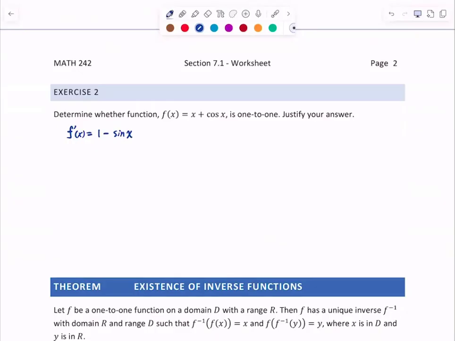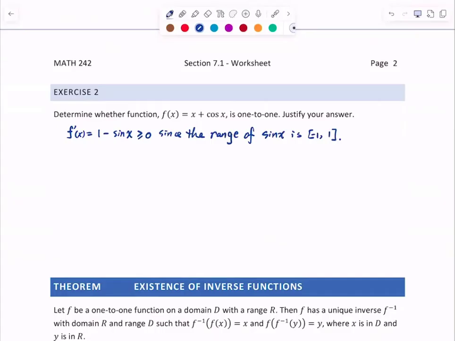What's the biggest value you are subtracting here? So it's always going to be greater than or equal to 0, since the range of the sine function is between -1 and 1. So can we tell it is a one-to-one function at this point?